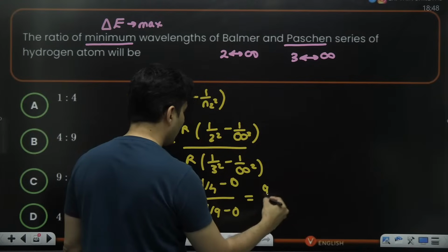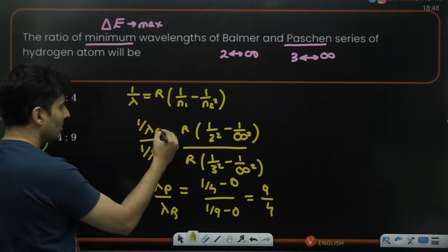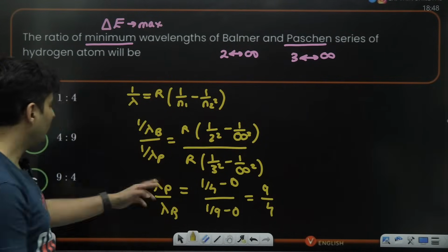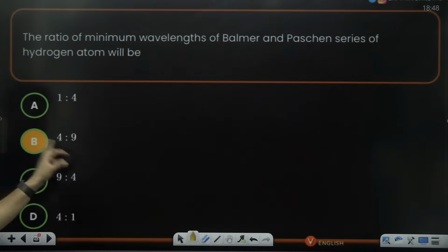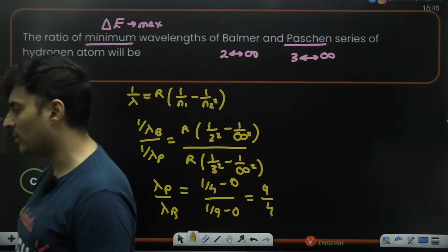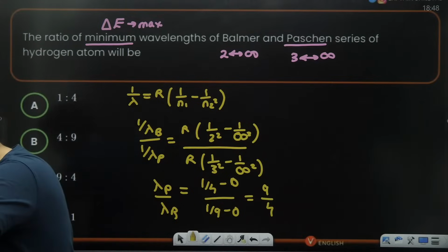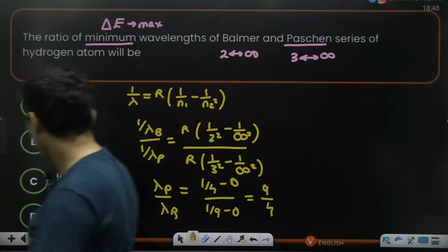So this will become 9 by 4. This will become lambda p by lambda b. This will go on the top, this will come below. So Paschen by Balmer is 9 by 4, but Balmer by Paschen will be 4 by 9. So that is 4 by 9. Yeah, the question asked was for Balmer by Paschen. Thank you so much, Winter. Okay, yes. So shortest wavelength is the largest energy gap. Keep this in mind. Okay, cool.